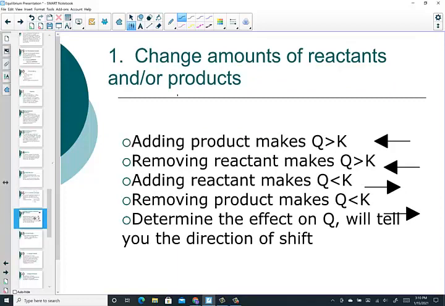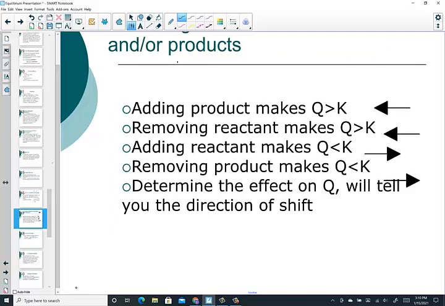We said the first stress was changing the amount of reactants and/or products. Now let's just take a look at an example equation, shall we? Let's suppose we have reactant A with reactant B in dynamic equilibrium, making product C, just some general equations. At the system in dynamic equilibrium, we have a K, which is a constant, the equilibrium constant. If I add more product, such as letter C, that's my made-up letter to represent the product, increasing the concentration of a product is a stress.